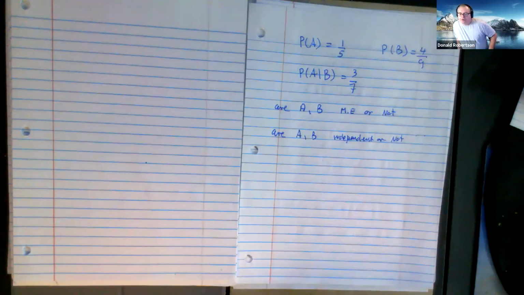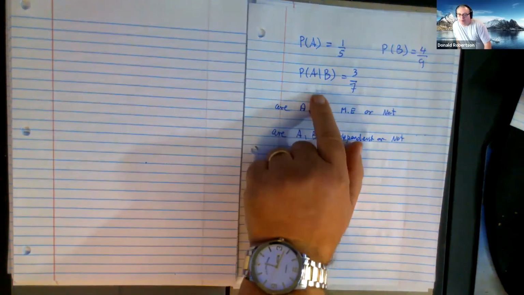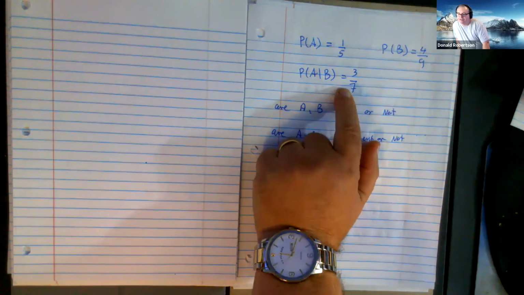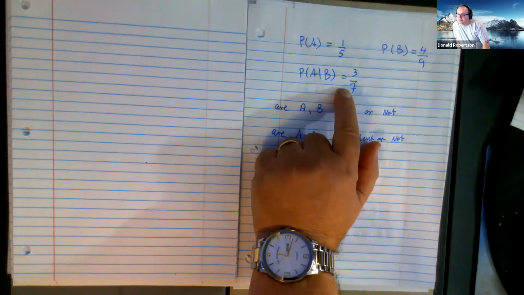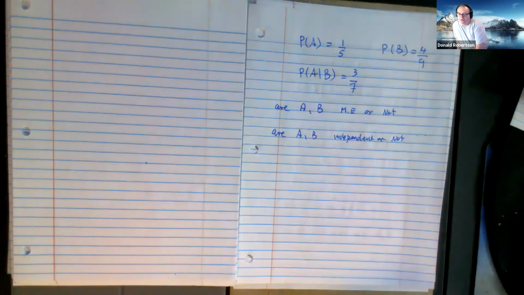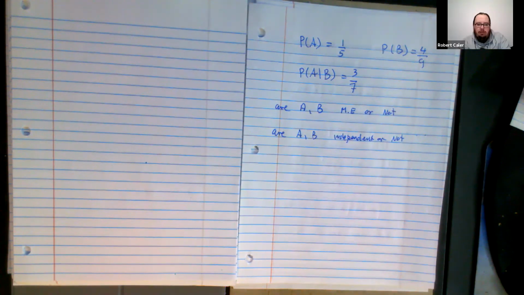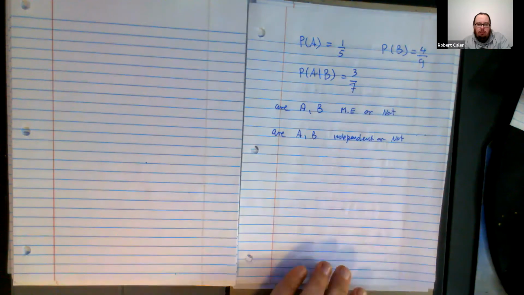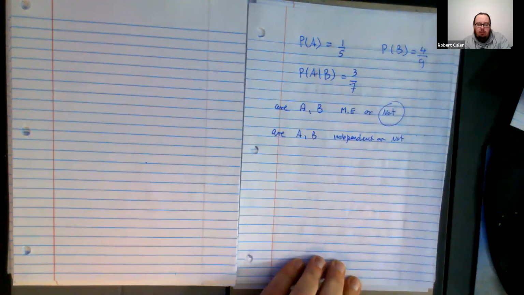Okay, let's go for mutually exclusive. The probability of A given B is a fraction, in this case 3/7. Does that make A and B mutually exclusive or not mutually exclusive? Not. And the reason is that it isn't 0, right? So we would choose not mutually exclusive.